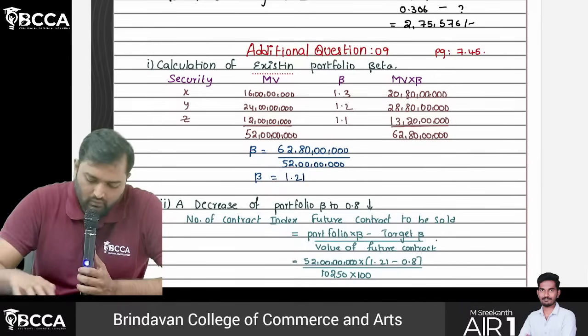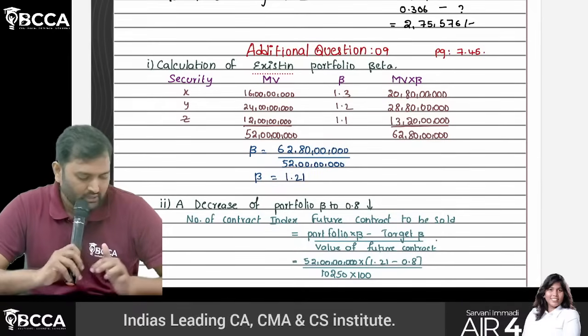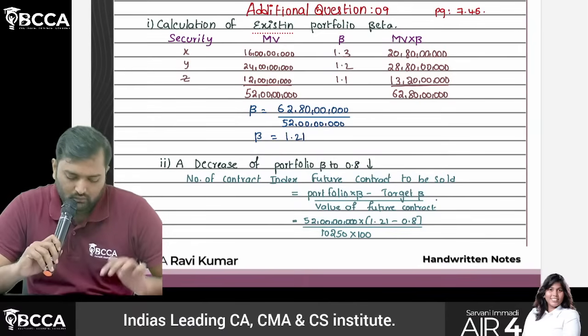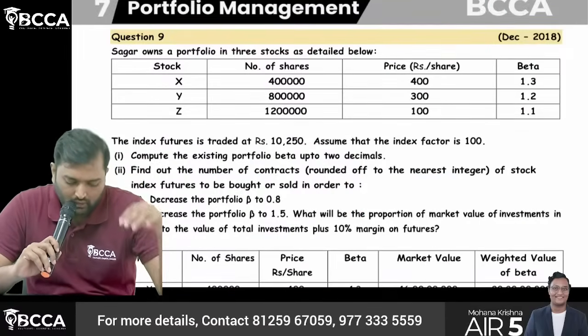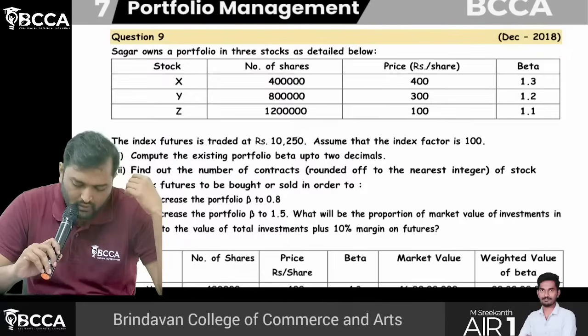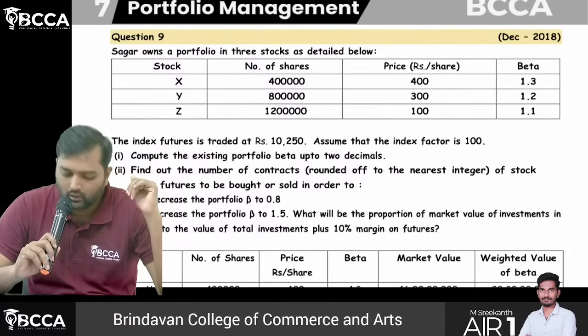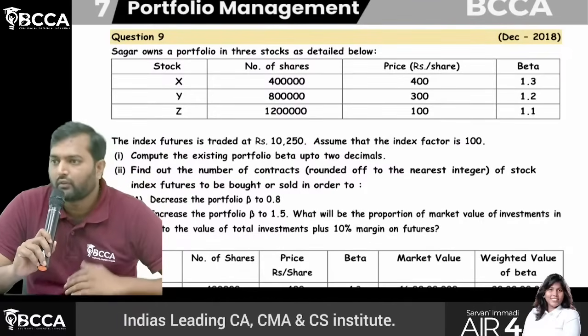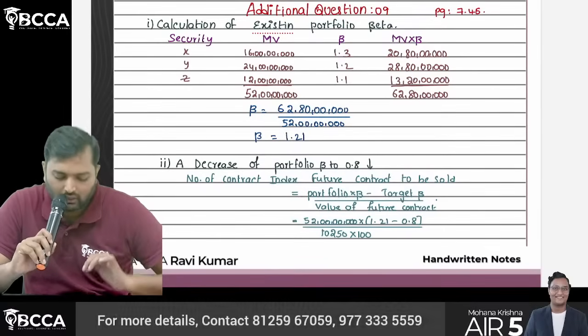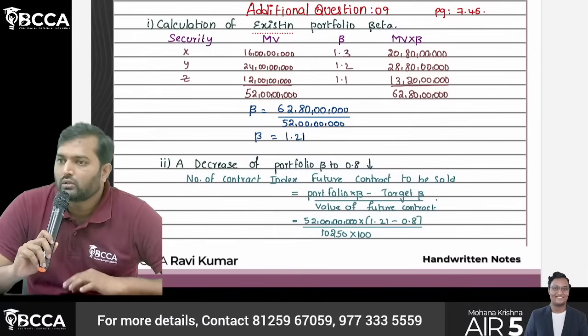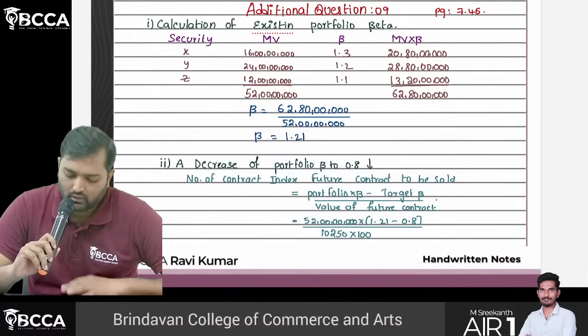Portfolio beta is equal to 1.21. The second part of the question is the number of contracts of a stock index future to be bought or sold in order to decrease beta to 0.8. If you want to decrease beta to 0.8, you should sell the contracts. Number of Nifty contracts to be sold.